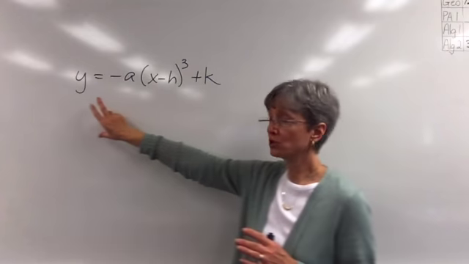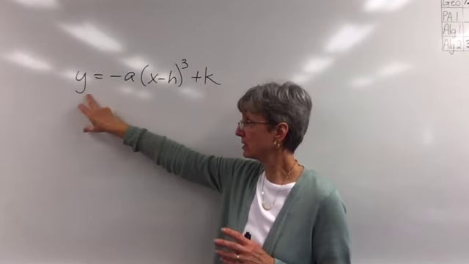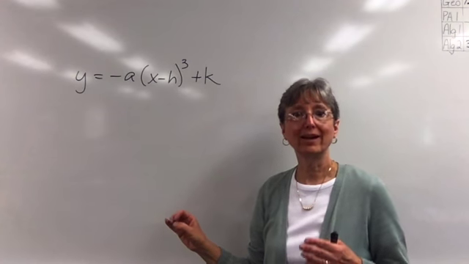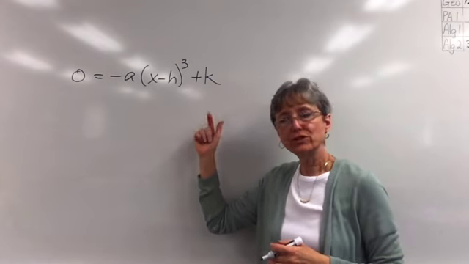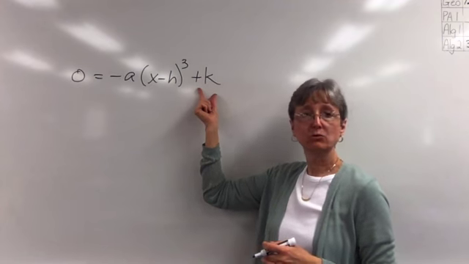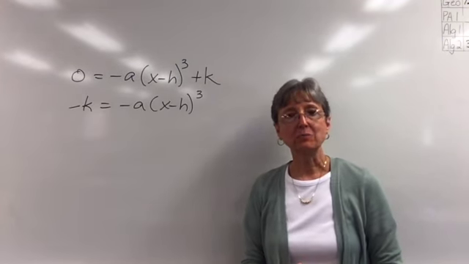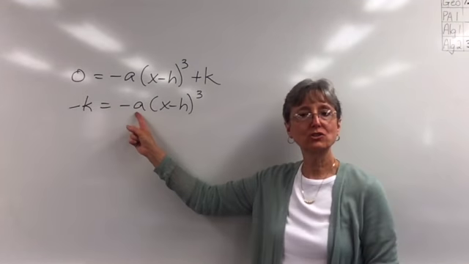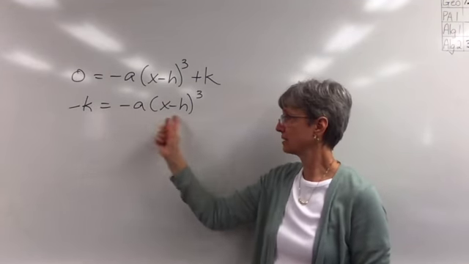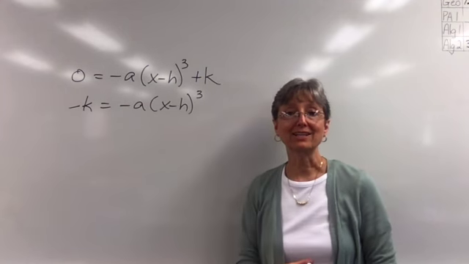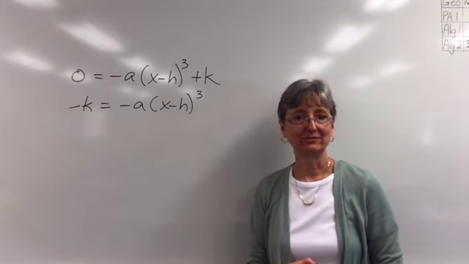Since we want to know how many zeros it has, I'm going to change this y to a 0, and then we're going to solve for x. The first thing that we would do to solve for x is subtract the k, move it to the other side. Our next step to isolating x is to get rid of this negative a. It's being multiplied, so let's do the opposite. Let's divide both sides by negative a.